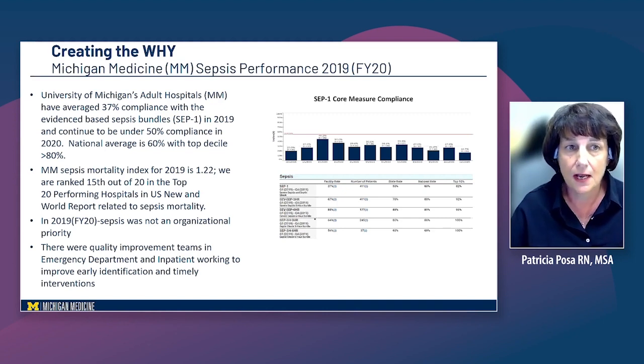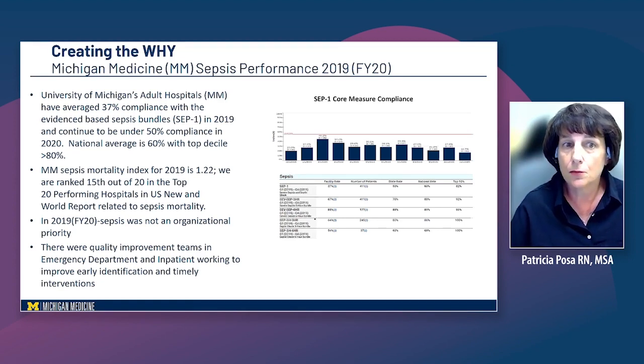At Michigan Medicine, at that point in time, our average compliance with the CMS SEP-1 bundle was 37%. Now we're above 50% compliance, but we continue to be around 50% compliance. National average, 60%, with top decile greater than 80%. And you can get this information on Hospital Compare.